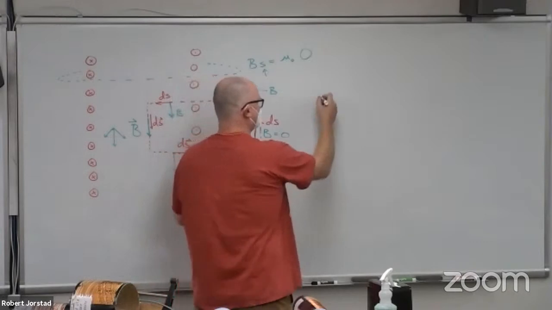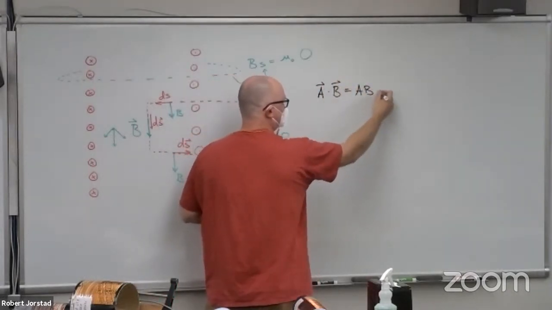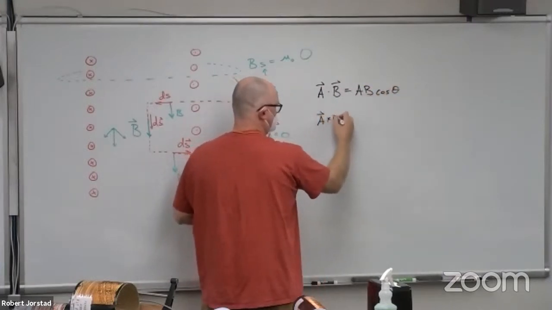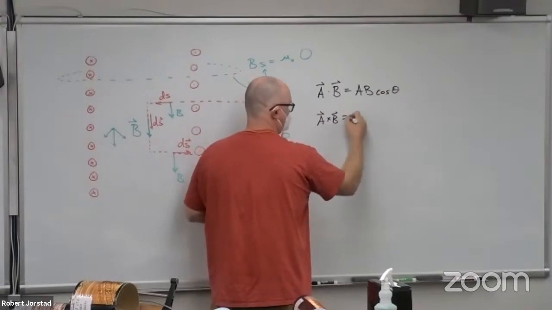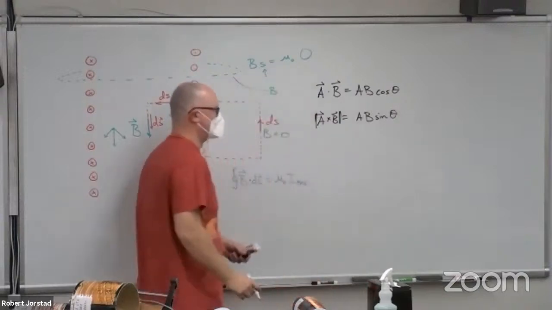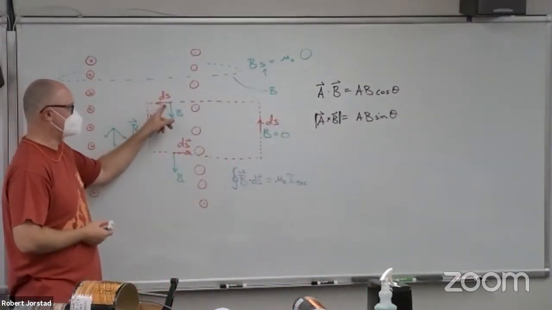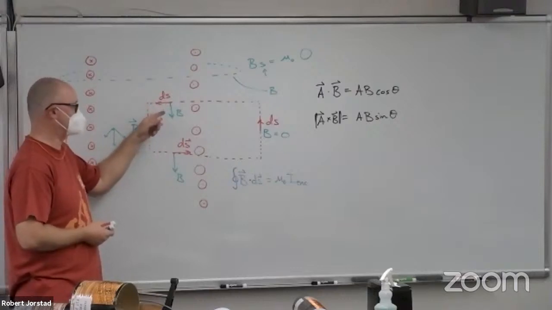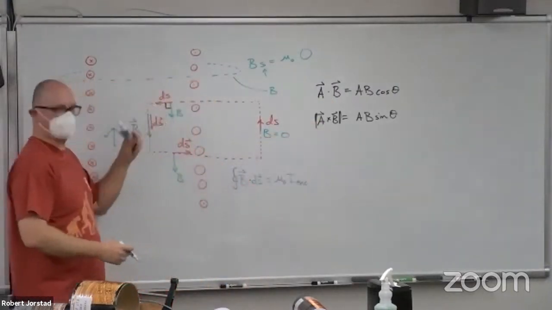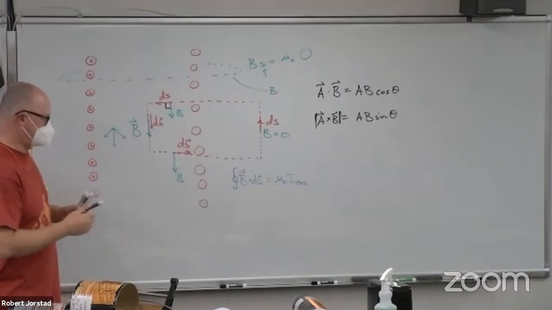Let's not do this. Let's just write our vectors. A dot B equals what? AB cosine theta. A cross B has magnitude AB sine theta. Agreed? All right. So what do you get when you do the dot product? What angle is it? 90. So if they're perpendicular, the dot product is 0. Agreed?